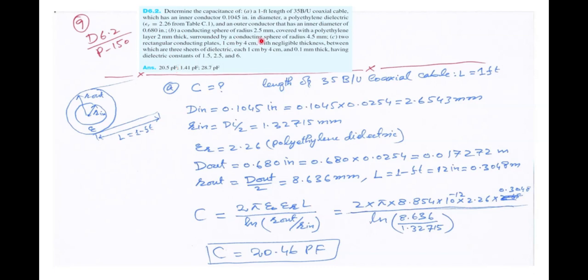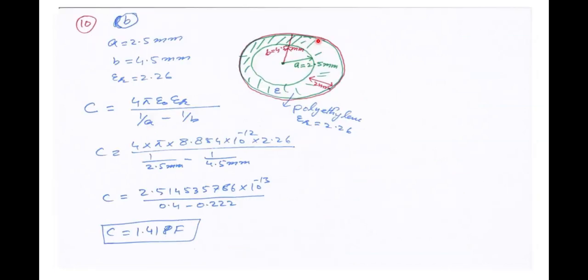In part B, we are asked to determine the capacitance of a conducting sphere of radius 2.5 millimeter covered with a polyethylene layer 2 millimeter thick, surrounded by a conducting sphere of radius 4.5 millimeter.